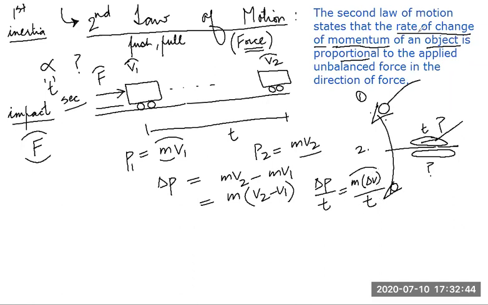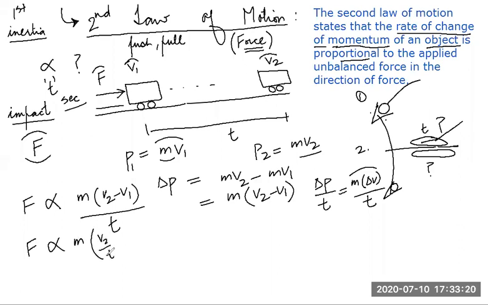So it says the rate of change of momentum of an object is proportional to the applied unbalanced force. That means this unbalanced force, which the person has applied on this trolley, is proportional to the rate of change of momentum. And what is rate of change of momentum? It is m into (v2 minus v1) divided by t. Right. So I can say F is proportional to m times (v2 divided by t minus v1 divided by t).